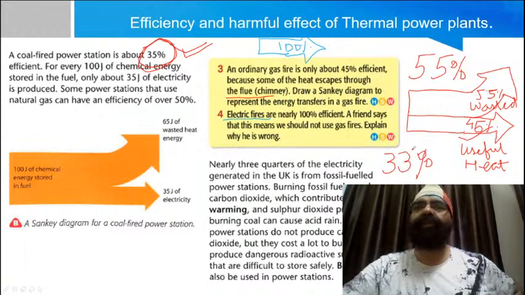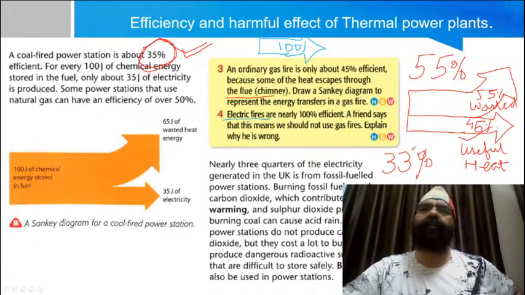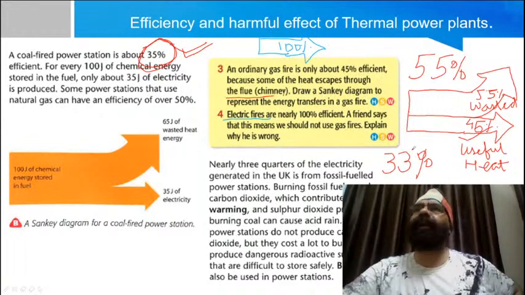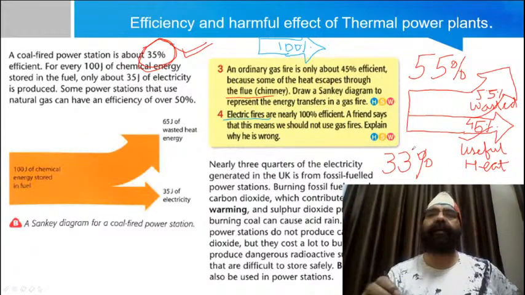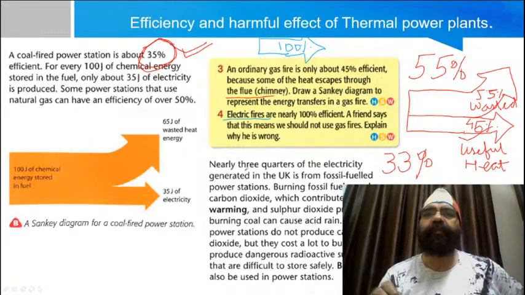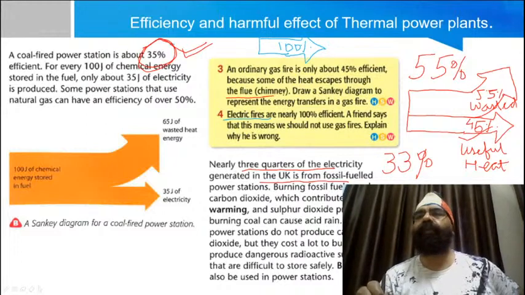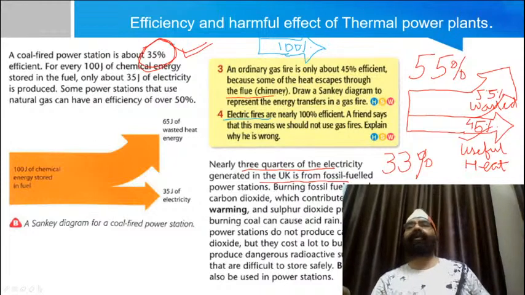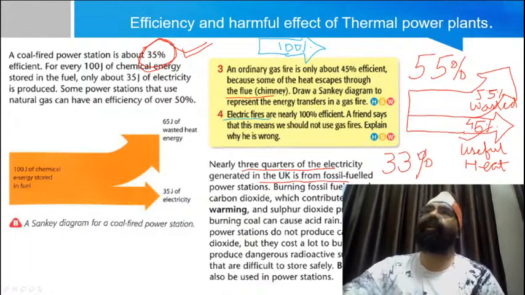Clear? Rishika. Okay, so electric fire is actually coming from a coal-fired power station, because I told you that most of the power stations in most of the countries are thermal power stations, which means coal-fired. Okay, the next line says that nearly 3/4 of electricity generated in UK is fossil fueled. Okay, which means almost 75%, 3/4. 3/4 of the electricity which is generated in UK is fossil fueled.